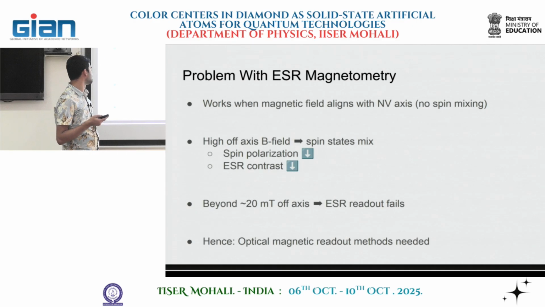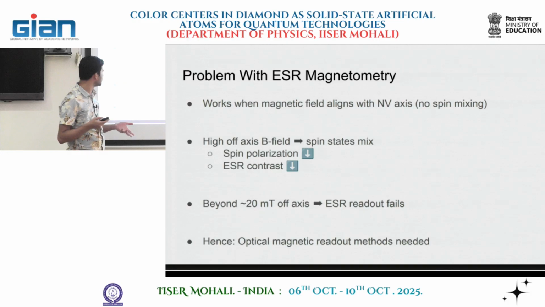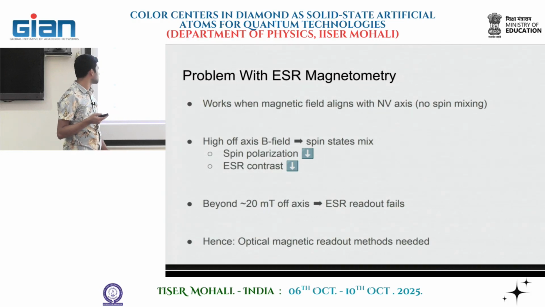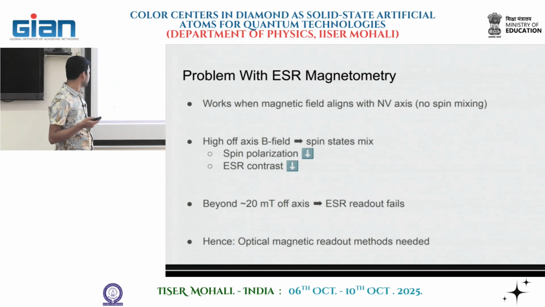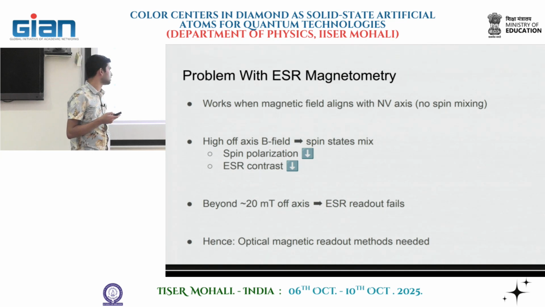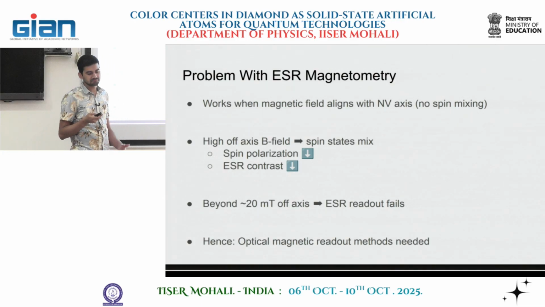It corresponds to the spin polarization decreasing, and the ESR contrast also decreases because of this mixing. As we discussed, beyond 20 millitesla, the ESR readout fails. And then we somehow have to design an optical magnetic readout method to measure the magnetic field, even qualitatively.